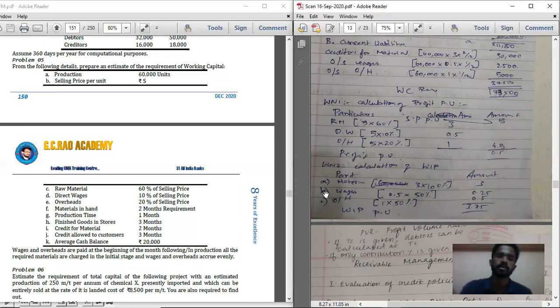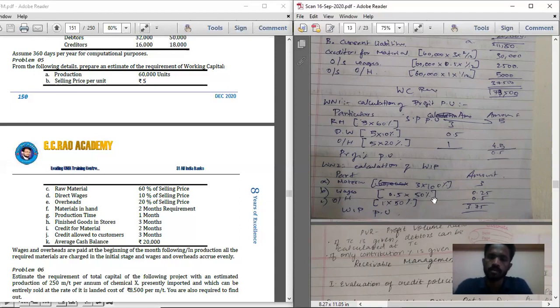Below that, small b, wages. Small b, direct wages. How much is the direct wages which we found? 0.5. So in respect of the wages, open a bracket, 0.5 into 50%. Now close the bracket. How much is 0.5 into 50%? In the amount column, put 0.25.